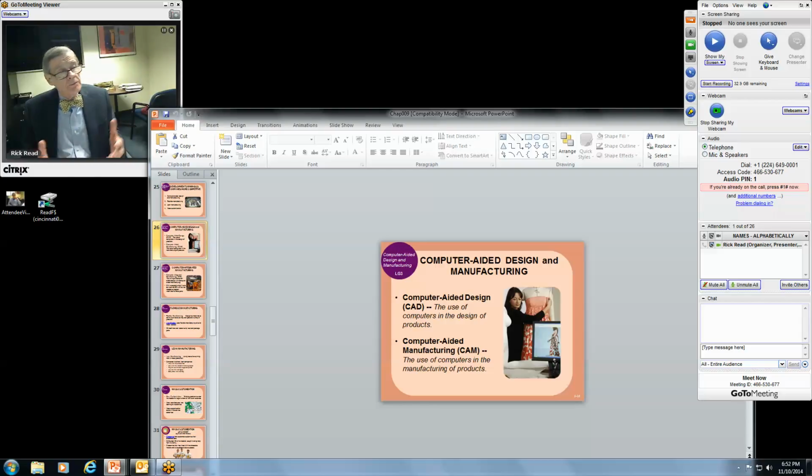Computer-aided design, computer-aided manufacturing, a little bit different. In computer-aided design, the computer helps you design the product. Computer-aided manufacturing, you're actually using the computer in the manufacturing process. Now, you could do both, but it's just different. And think about that differently, CAD and CAM.